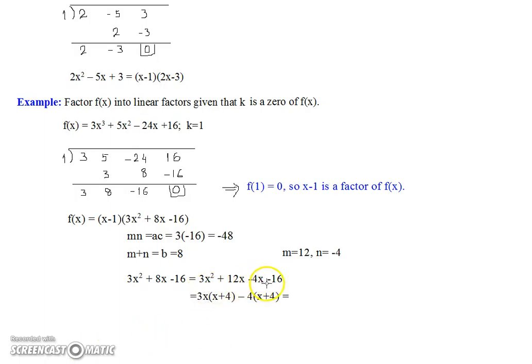The first two and the last two terms can be combined. From the first two, we factor out the GCF, it is 3x. The other factor will be x plus 4. And from the last two, negative 4, the other factor is x plus 4. We have again a common factor, x plus 4. We factor it out, and we get x plus 4 times 3x minus 4. And now we can replace this trinomial with its factors. We'll get the linear factors of f of x.